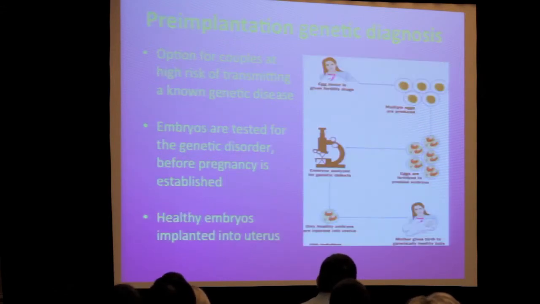And then we heard about preimplantation genetic diagnosis last night, and how this differs from the more traditional forms of prenatal diagnosis. This is an option for couples at risk of transmitting a severe genetic disorder. Basically, the embryos are tested for the disorder before the pregnancy is established, so it actually obviates the need to do a therapeutic abortion. You would only be implanting normal embryos into the uterus.